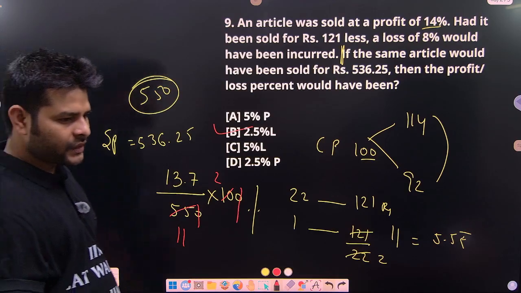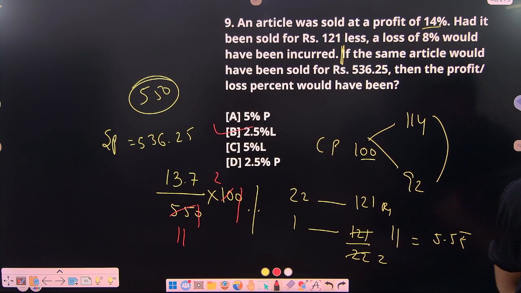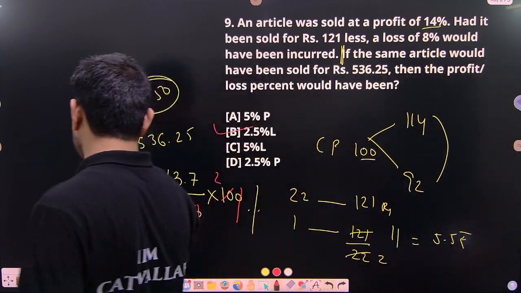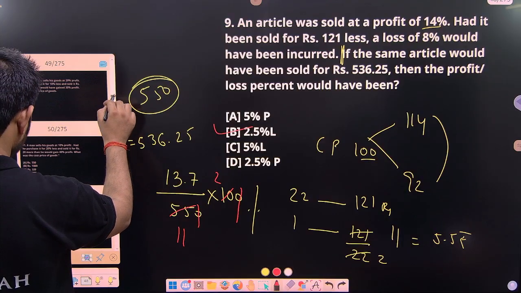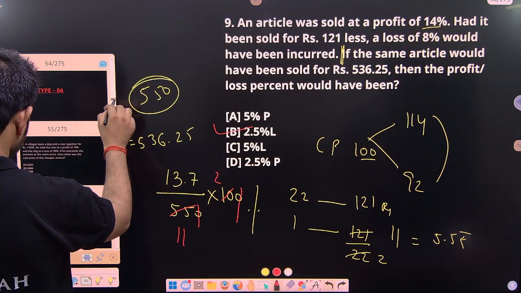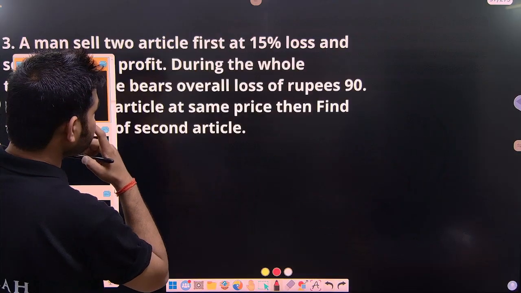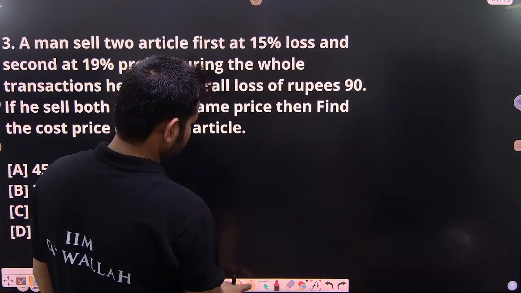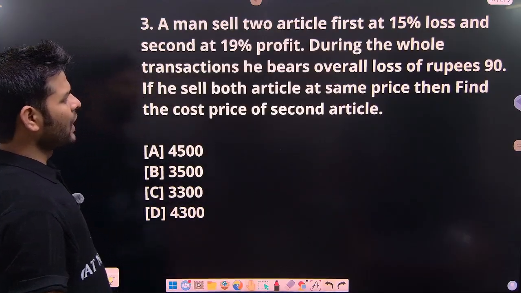Okay, the next doubt that you have. Type 4 question 3. Type 4, we need to move. Type 4 question 3. A man sells 2 articles, first.